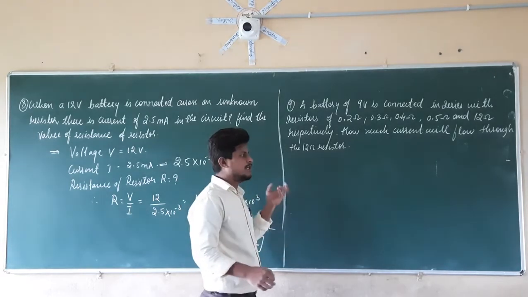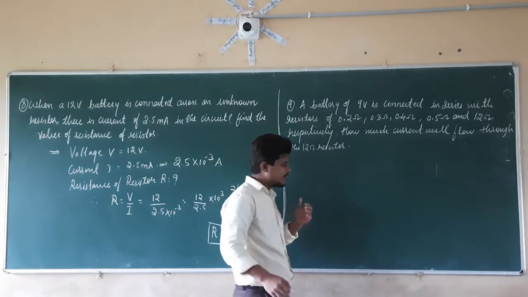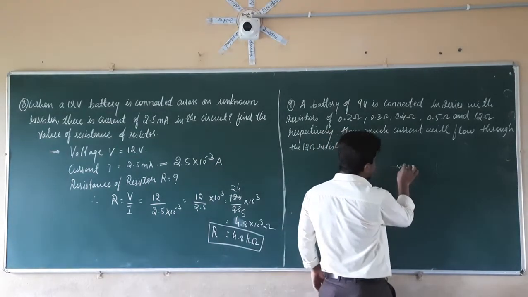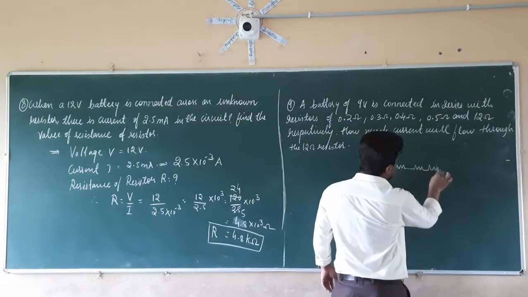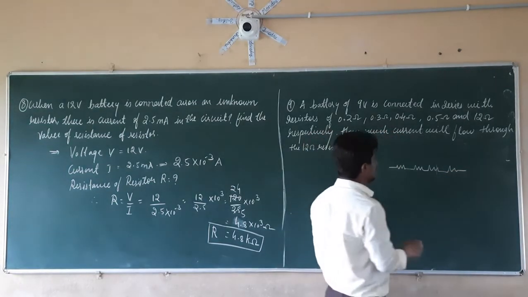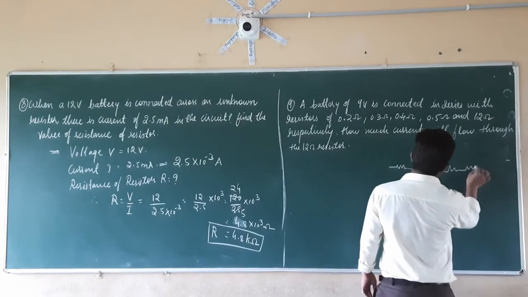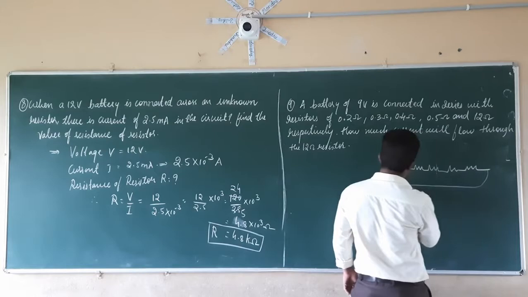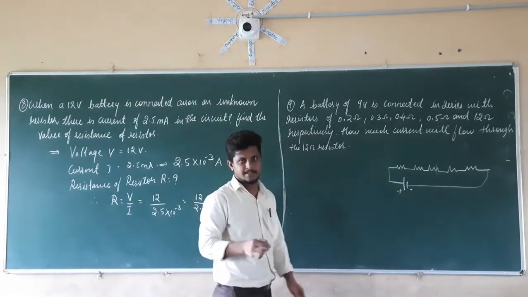We have to find out the total resistance. So why do we have to find out the total resistance here? See here, all the resistors are connected in series like this: 1, 2, 3, 4. How many are there? 1, 2, 3, 4, 5. Right, 5 resistors are there. How are they connected here? They are connected in series connection.